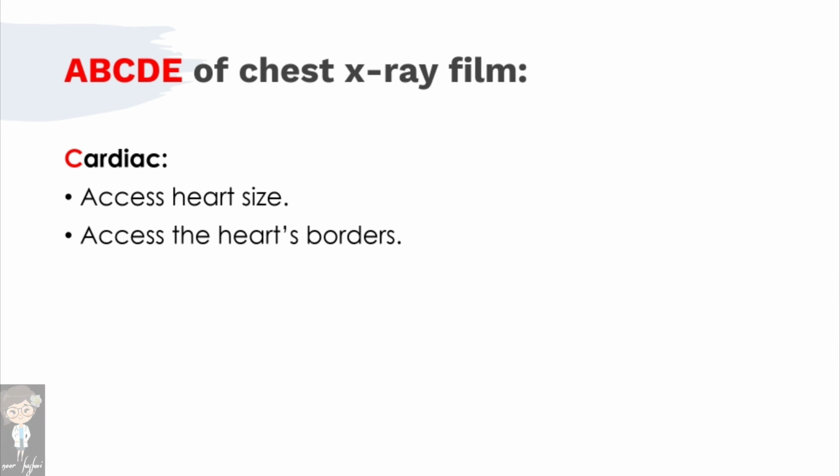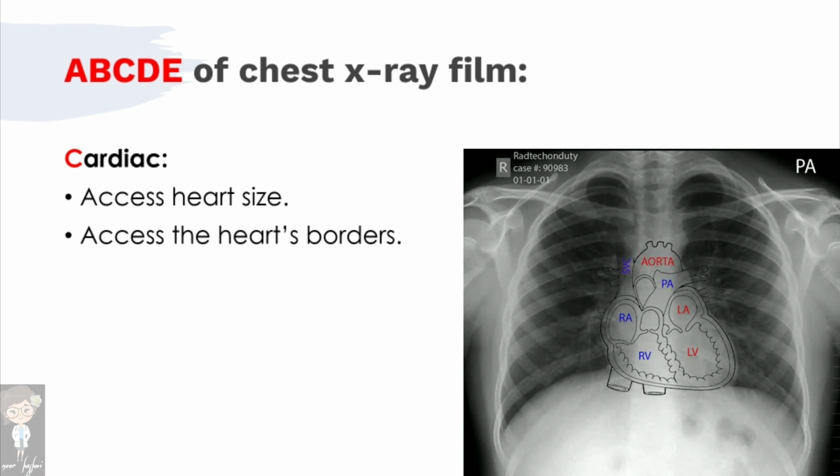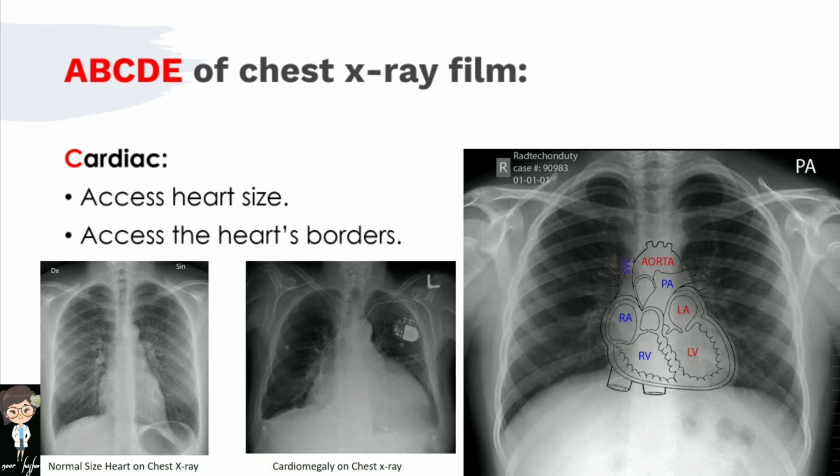The third step of chest X-ray ABCDE is C for cardiac, comprising the heart size and its borders. In a healthy person, the heart should occupy no more than 50% of the thoracic width. This rule only applies to PA chest X-rays, and if the heart occupies more than 50% in a PA chest X-ray, then it leads towards cardiomegaly, which can occur due to a wide range of reasons including cardiomyopathy, pulmonary hypertension, and pericardial effusion.